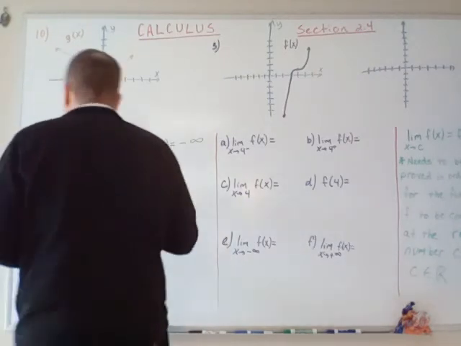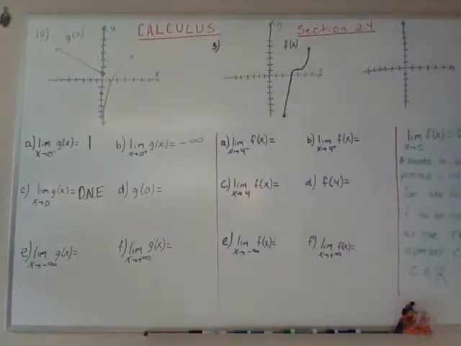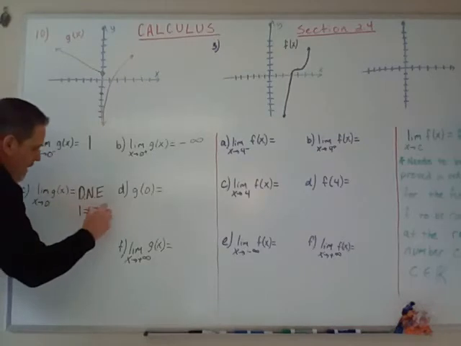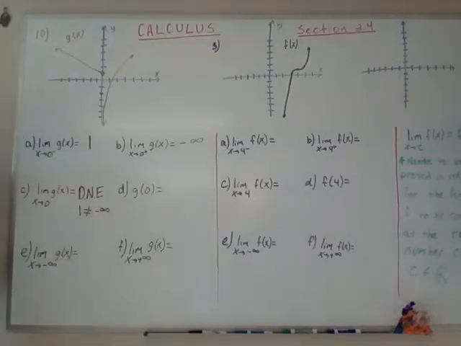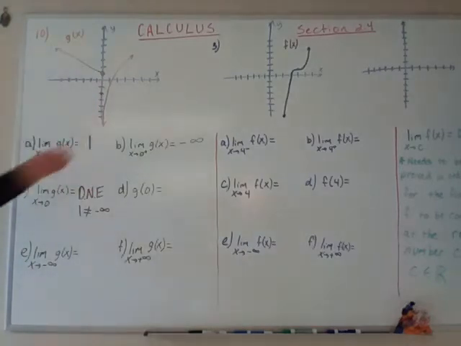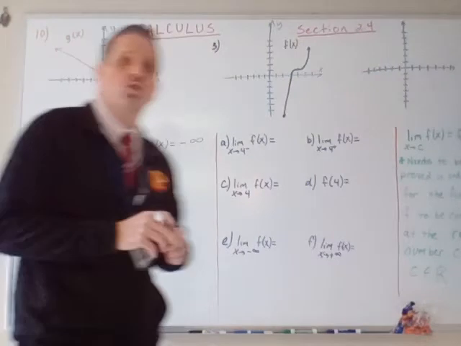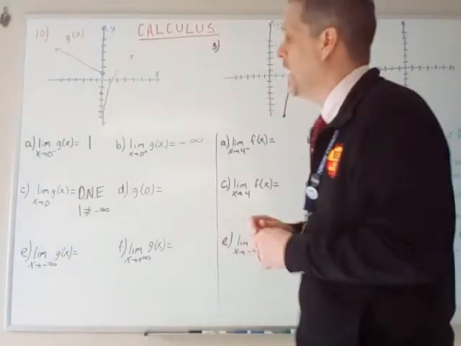Now, the reason that this limit does not exist is that we have a left side limit of 1, which does not equal the right side limit at negative infinity. And again, that's what's happening to the right of 0. It is going downwards to negative infinity.